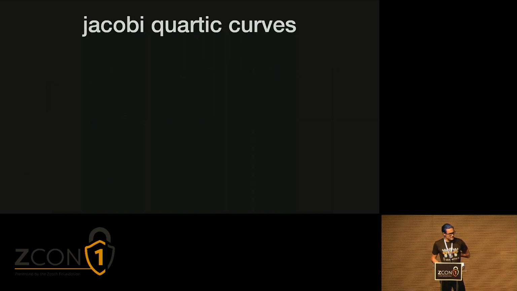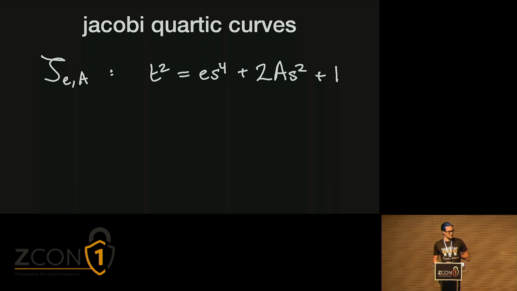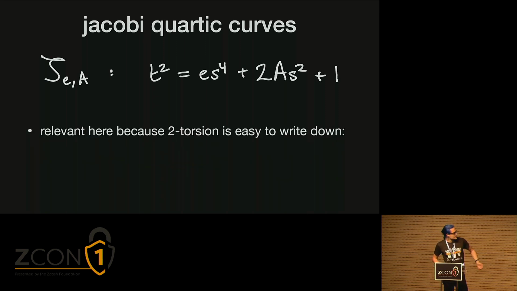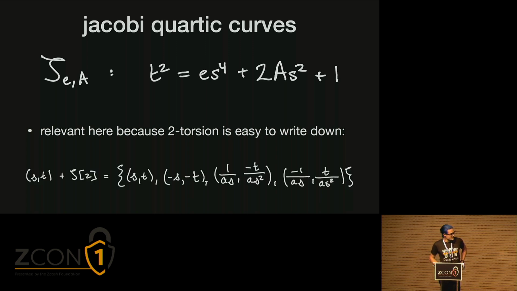And the third one that we're going to be using in this construction are these Jacobi quartic curves. They have this shape. It's a degree 4 equation, and it has two parameters, E and A. Why would we care about these? Well, the reason is that the two torsion, which is all of the points where if you double them, you get the identity, or if you multiply by 2, you get 0. That two torsion for this curve is very easy to write down. And we can write it explicitly in the following way.